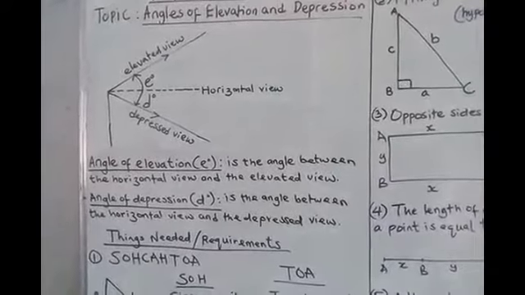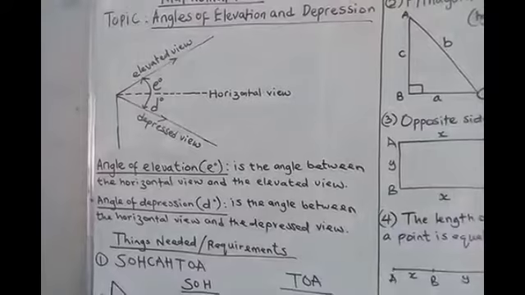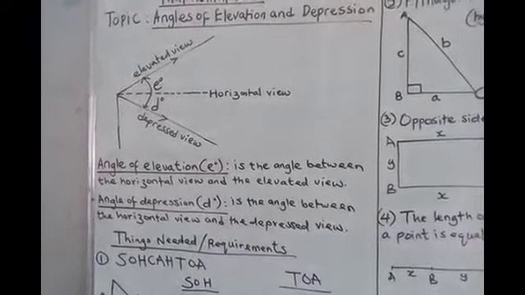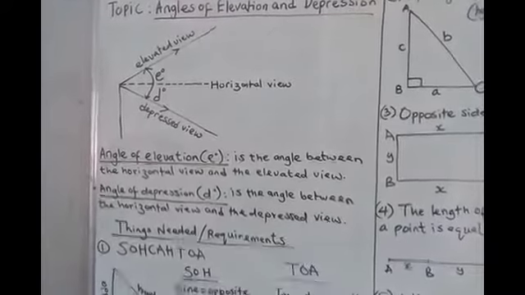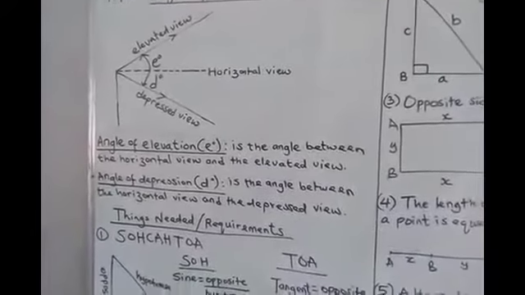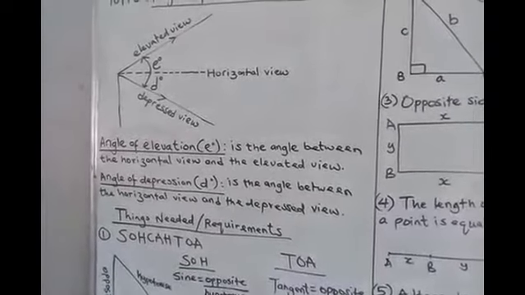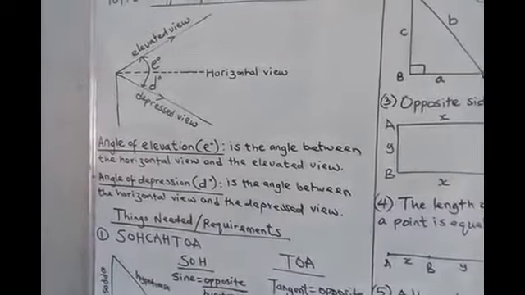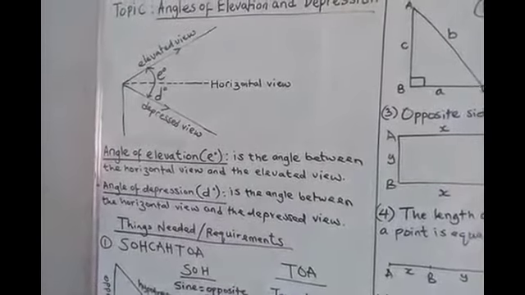Now, the angle of elevation, E degrees, is the angle between the horizontal view and the elevated view, while the angle of depression, D degrees, is the angle between the horizontal view and the depressed view. So we notice that in both definitions, the horizontal view is a constant.